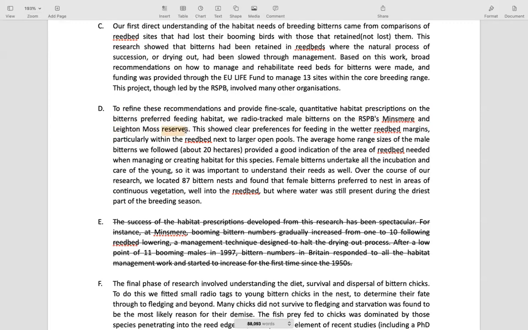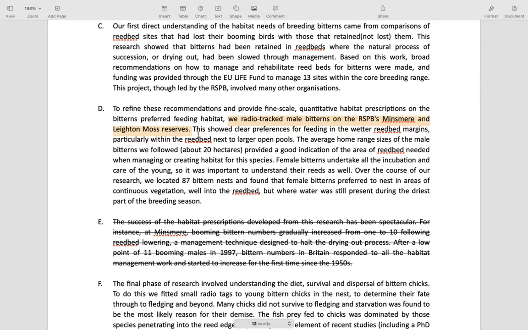Reserves show clear preference for feeding in... Okay, wait. Clear the meaning. Why are you in a hurry? So we'll stop here. So what did they do to make the recommendations better? They radio tracked the birds. Do you understand the meaning of radio track? They put radios on the birds. Is it clear? Okay.